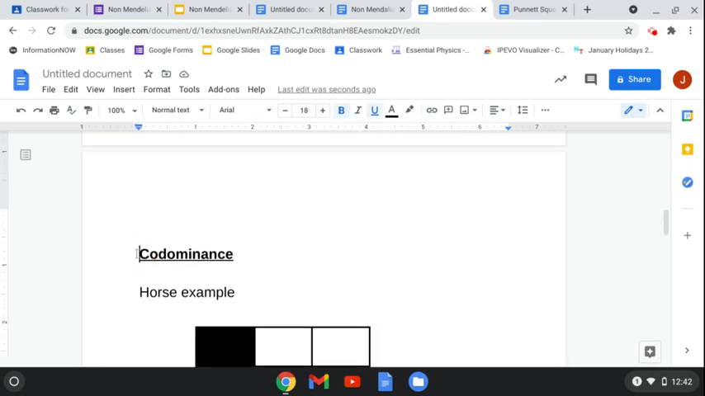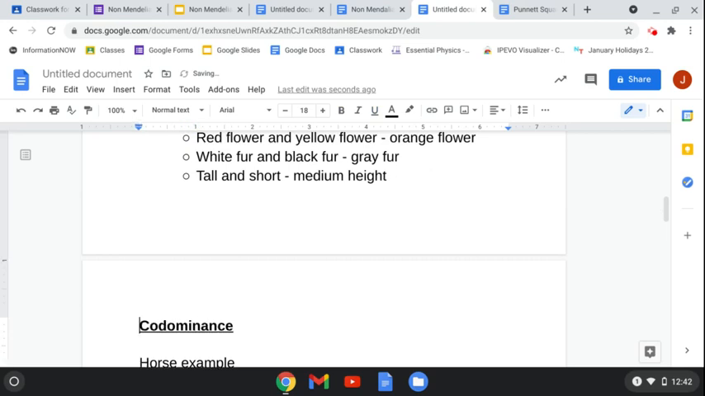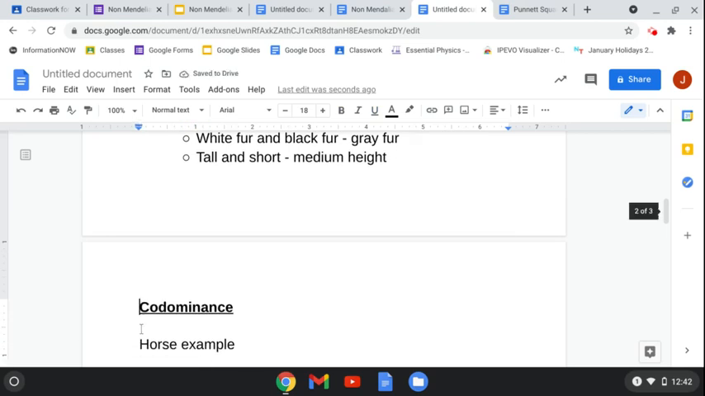Now, codominance is different from that. Codominance is when you have two dominant traits. So a co-op is two schools. Co-captains, you have two captains. So on a team, that is what co means. It means two. So you have two dominant traits.